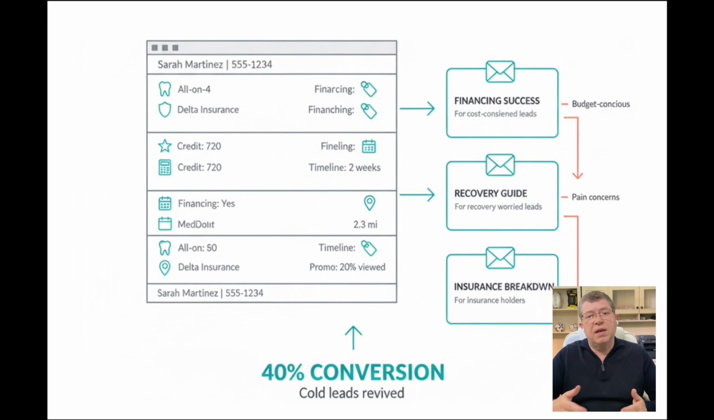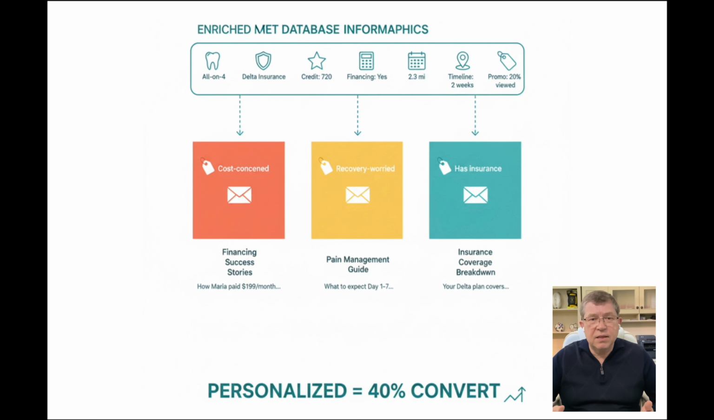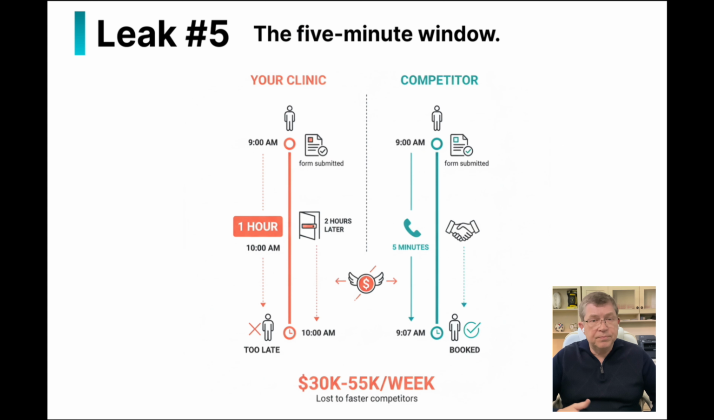Here's what changes with our AI. Every lead comes with 50-plus data points. Procedures, insurance, credit score, financing interest, timeline, distance to clinic, promotions viewed, not just name and phone. Now you can send targeted campaigns. Someone worried about cost? Send them financing success stories. Someone researching recovery time? Send pain management content. Your nurture actually works because it's personal. That dead database? It comes back to life. We're seeing 40% of cold leads convert when you give them relevant information.